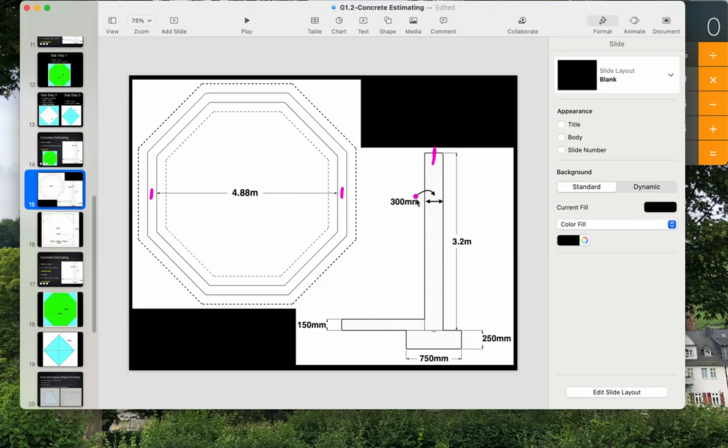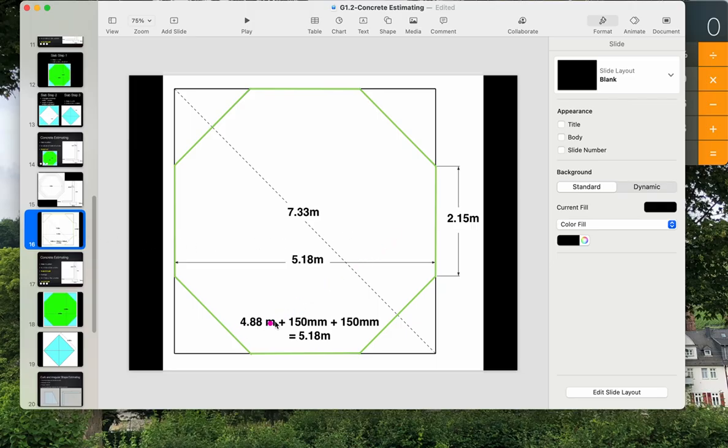So in effect, we're going to add on 300 millimeters to the 4.88 meter dimension, because this dimension is taken to the inside, okay? So what that looks like is this. We took the 4.88, we added half the foundation on the right side, half the foundation on the left side, and that gives us a total inside diameter of 5.18 meters.